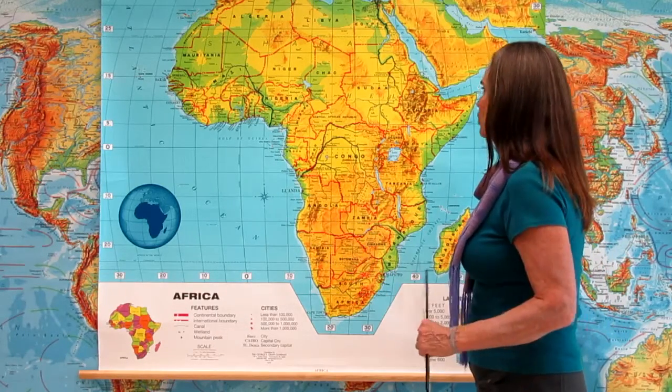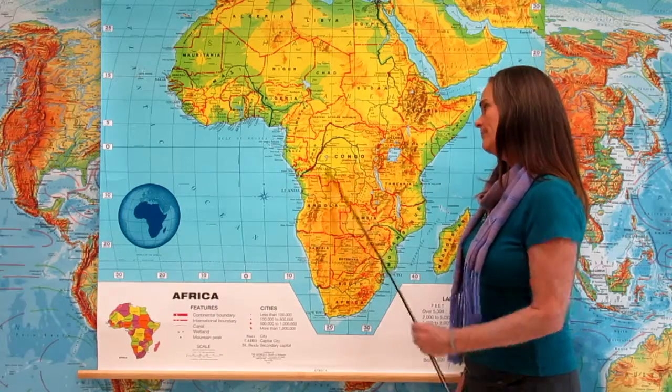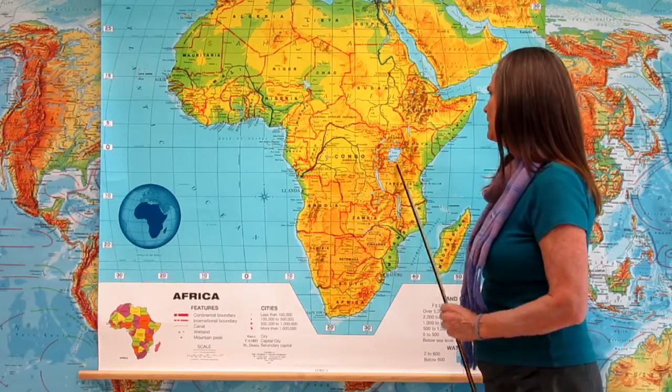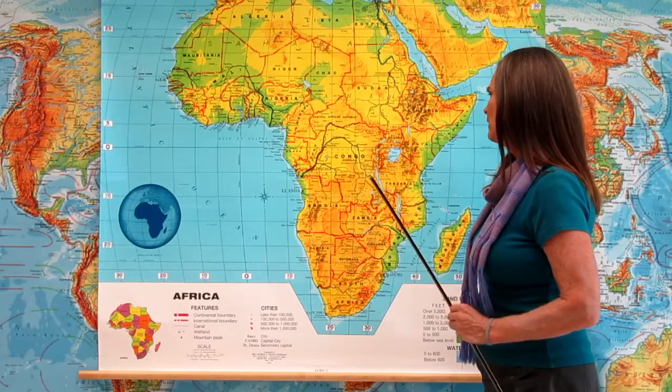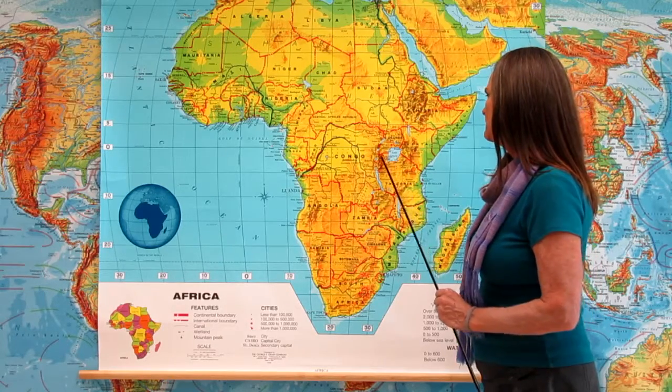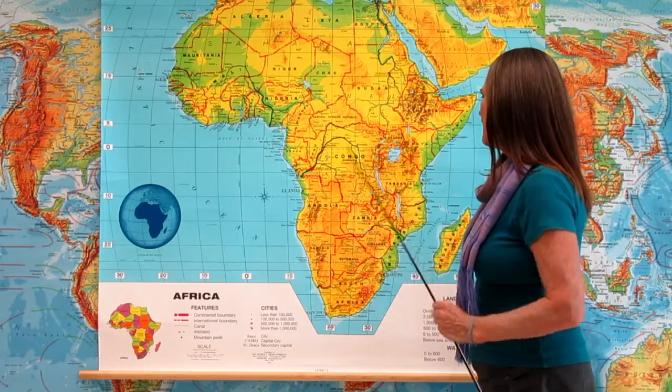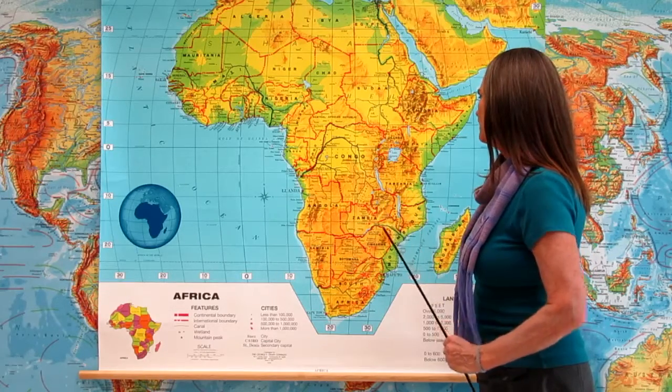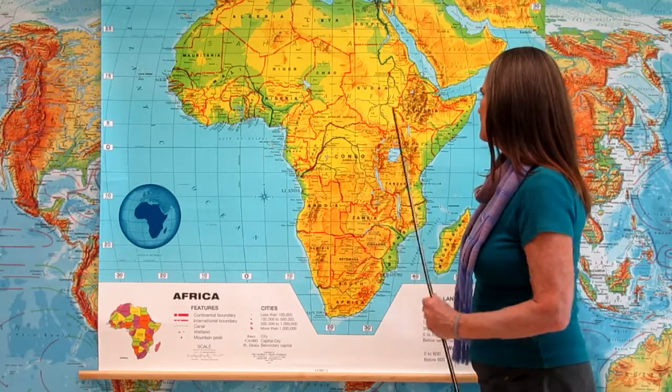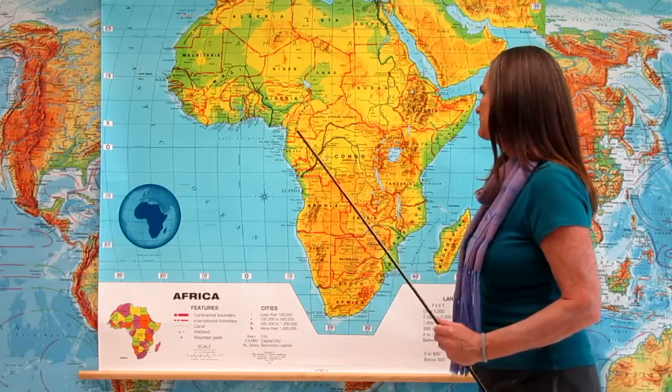We have the Great Lakes area right here, and the Great Lake Victoria. We have Lake Tanganyika and Lake Malawi right here. And this is the Rift Valley area, very beautiful.